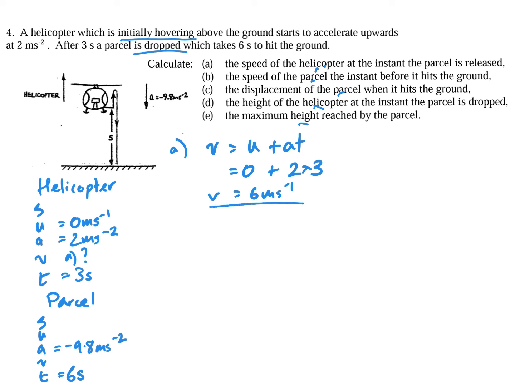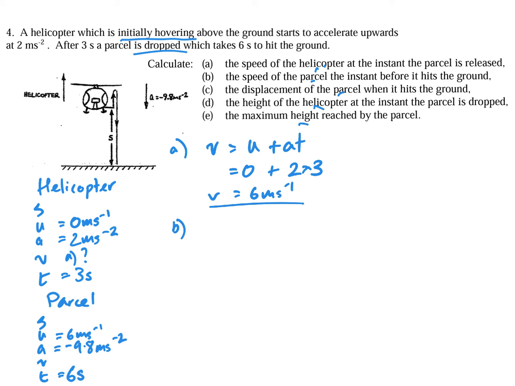So the speed of the helicopter at that instant is 6 meters per second. And that becomes the U for the parcel, because the helicopter's carrying the parcel. So in part B, the speed of the parcel before it hits the ground is asking us the final speed.